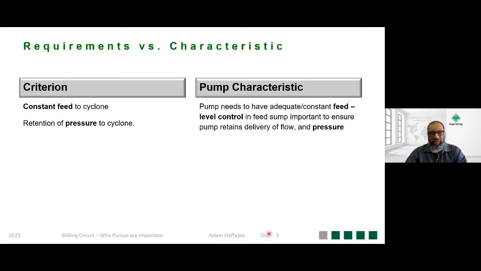What's very important here is, remember, the pump is not a process piece of equipment. It's something that's transferring your slurry. It's not doing anything to the slurry other than transferring. So it's not crushing or grinding or classifying. So the important thing to remember is it needs a constant supply, and by constant supply we need a tank or a hopper that's got a constant supply within it. And an important factor there is to have some sort of level control in the feed sump. So you maintain a constant feed into the pump, and then the pump can take the process further.